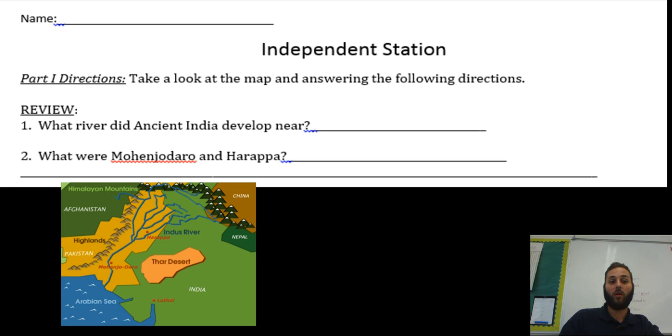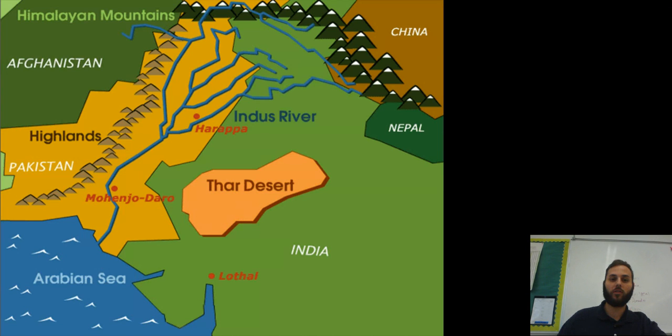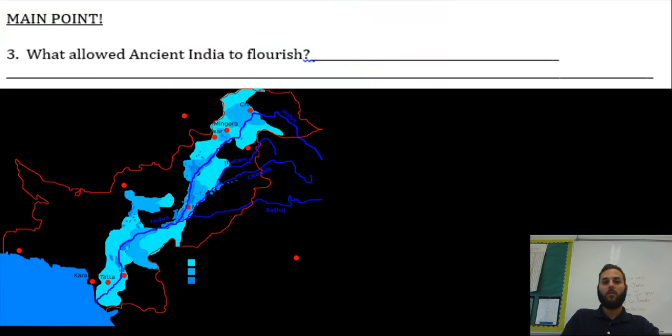Question 1, what river did ancient India develop near? And question 2, what were Mohenjo-Daro and Harappa? Go ahead and use this map now. After you've done that, go ahead and answer question number 3. What allowed ancient India to flourish? The word flourish means to do well.